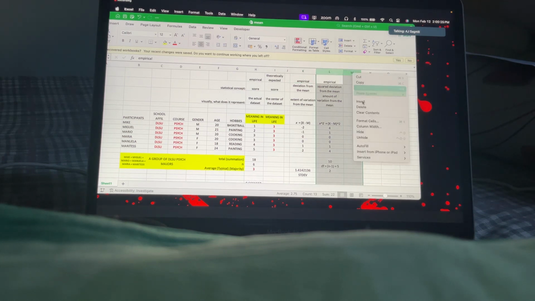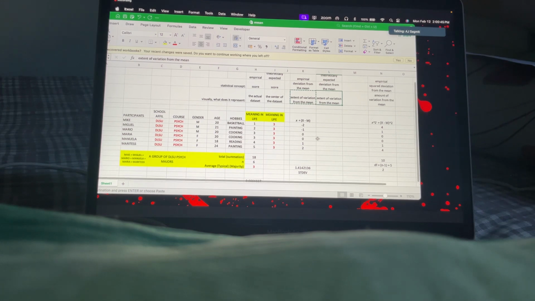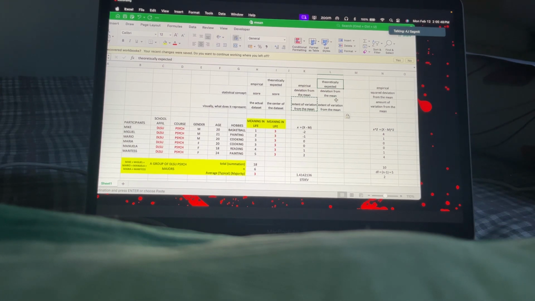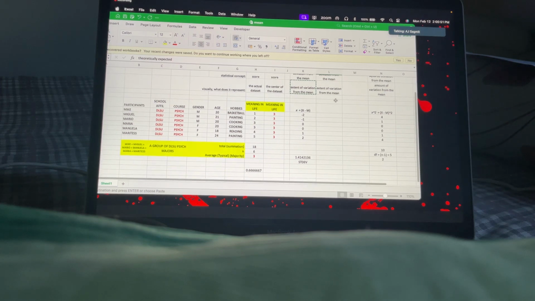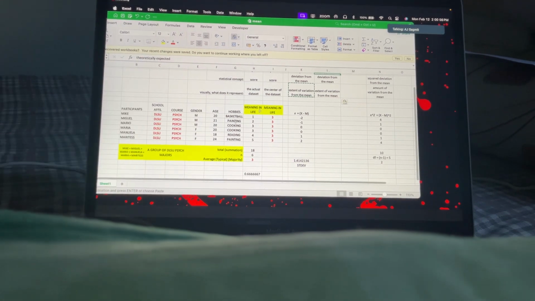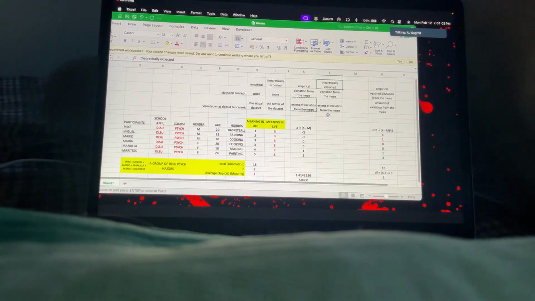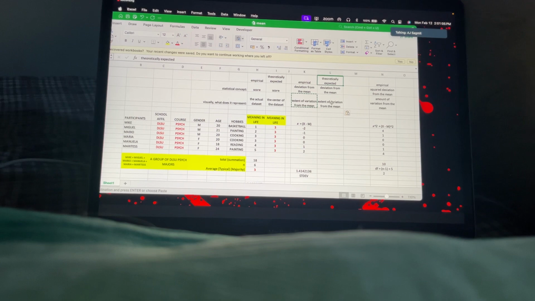But just what we had before, if there is empirical, there must be a theoretically expected deviation from the mean. Dapat may ganyan. Okay? So if that is the case, then there is a theoretically expected extent of variation from the mean. The question is, ano yung value ng theoretically expected na yan? Okay, what do you think? Using the patterns in this table, what do you think would be the value of the theoretically expected deviation from the mean?